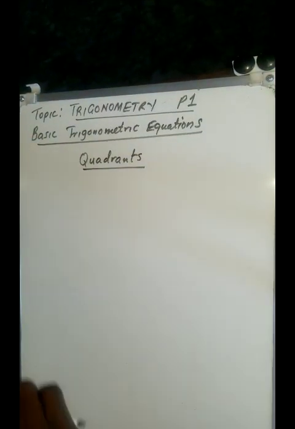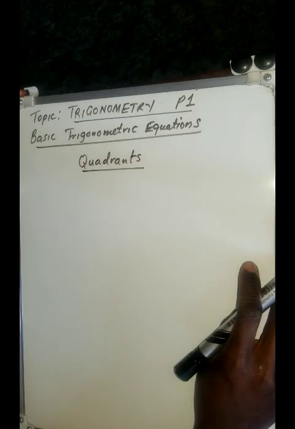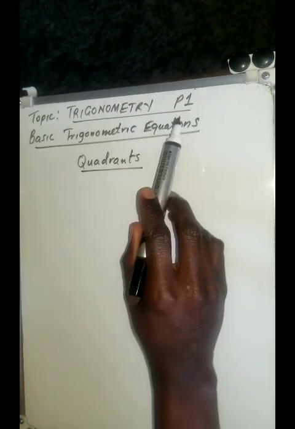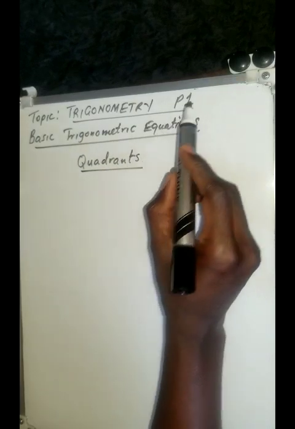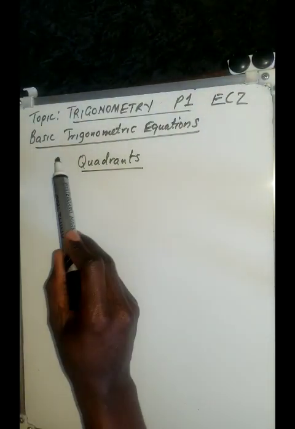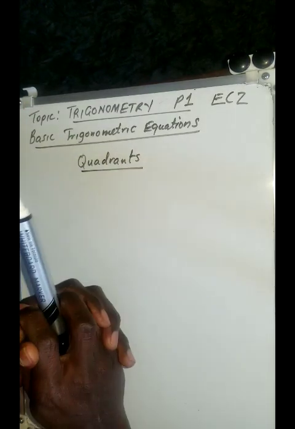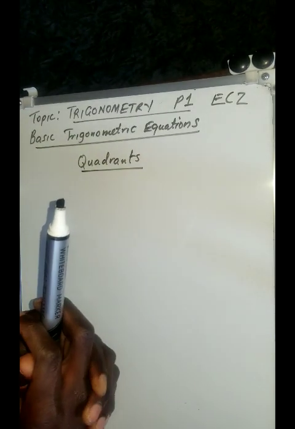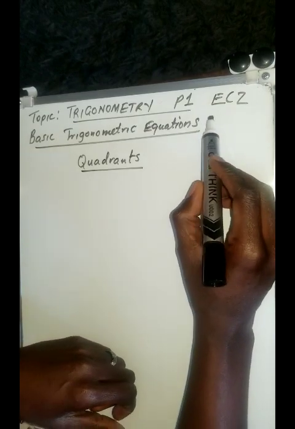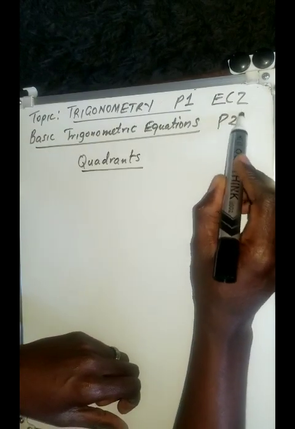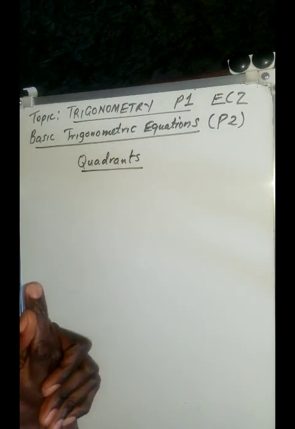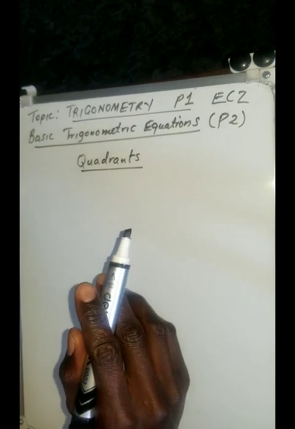So welcome to another segment of my mathematics videos as I continue to show you concepts in paper 1 of your trigonometry and ECZ exams. So we are going to look at basic trigonometric equations and how you can actually get to solve them. But of course, the basic trigonometric equations you are going to be finding them in your paper 2. But of course this concept can later on be applied in your paper 1.